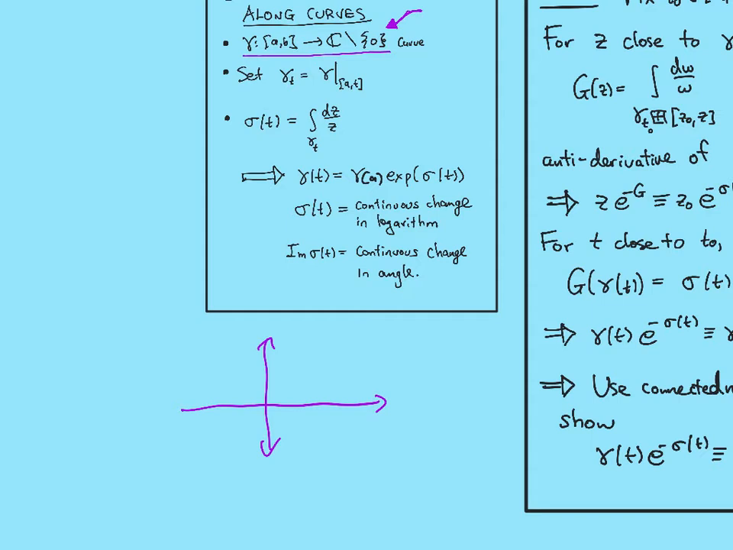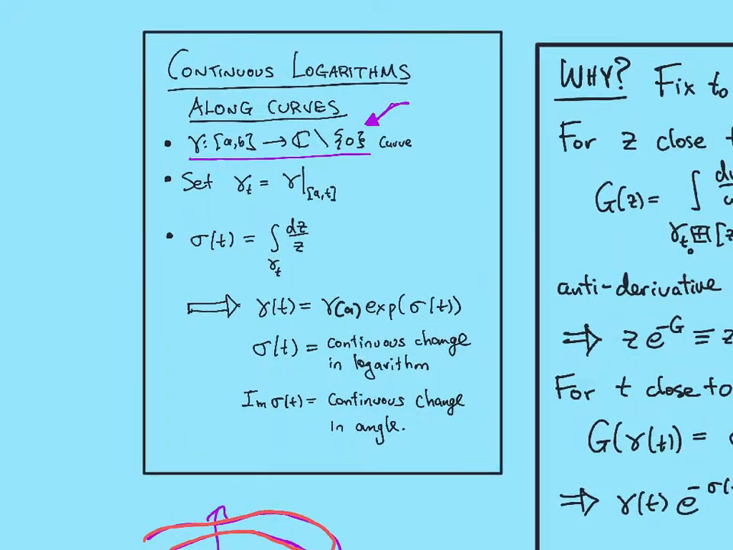So if I have a curve going through the plane and avoiding the origin, I can pick a value for the logarithm here and then just continue it as I go. And although if I come close to the origin I'll have a different value for the logarithm, I do still have a continuous notion of taking the logarithm. And the easiest way to define it is just with our line integrals from before.